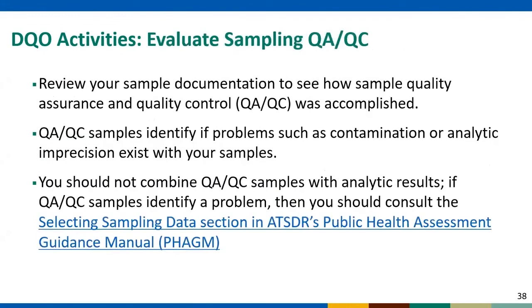You should also review your sample documentation to see how sample quality assurance and control was accomplished. Typically, this is going to be available in a QAP. A QAP should outline blanks, analytic spikes, and replicate samples and analysis. QA/QC samples identify if problems such as contamination or analytic imprecision exist in your samples. You should not combine QA/QC samples with analytical results when calculating exposure point concentration. If these samples identify a problem, then you should consult the appropriate section of ATSDR's FAGM.